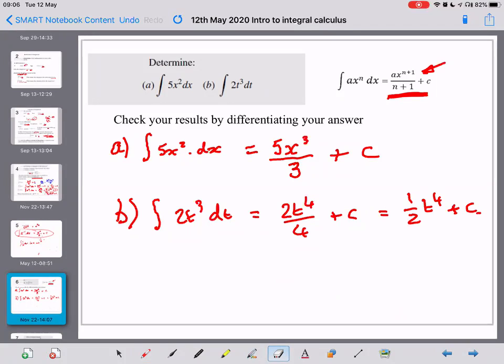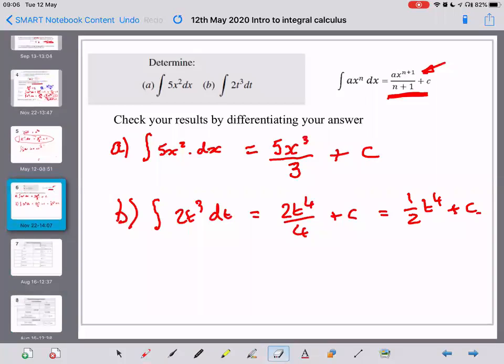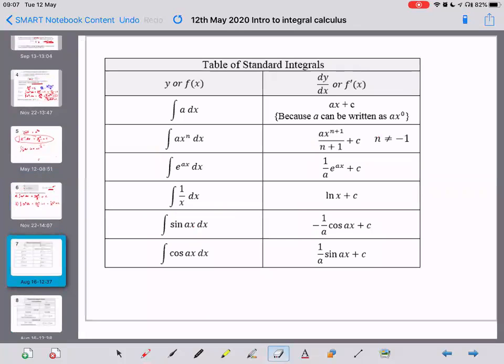If you can't talk with us, just shout up in the chat if you've got a problem with anything, and I'll try and notice it. Okay then. So what we've got on the screen now is a table of standard integrals. If we integrate a constant, we end up with ax plus c. It's going to show how that works in terms of the rule you've just been using.